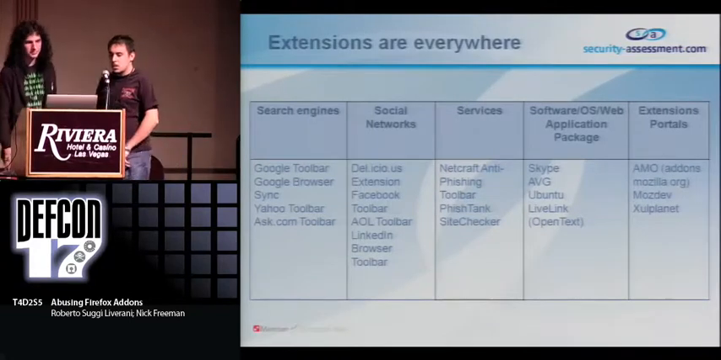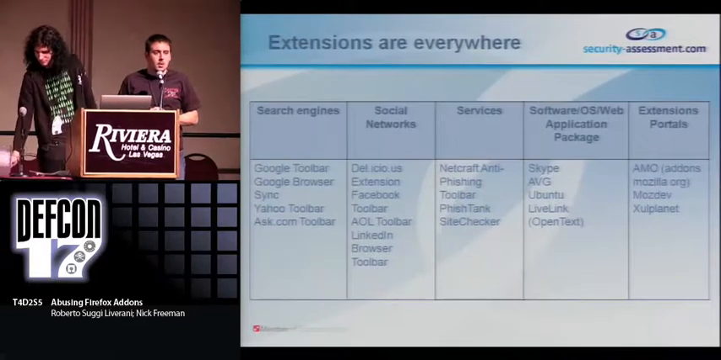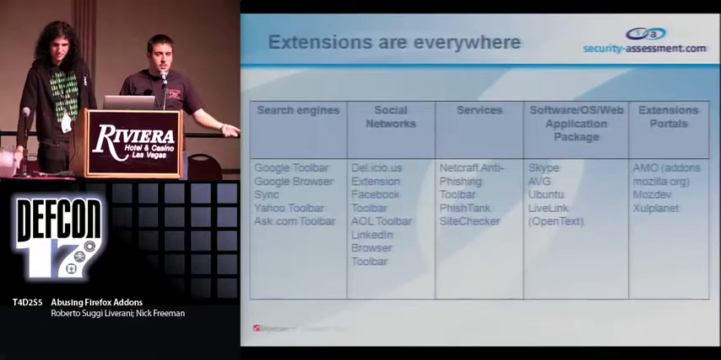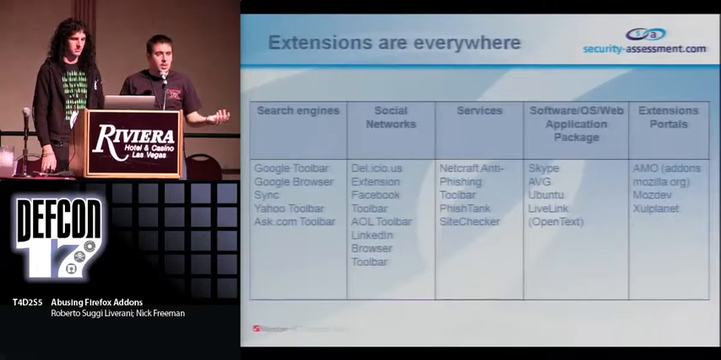Roberto, carry on. Yes, like Nick was saying, AMO is not the only place where you can get extensions. When you install Ubuntu, for example, you have an Ubuntu extension which comes installed by default in your Firefox. The same with AVG, or if you use any social bookmarks, then you might have a Facebook extension or something like that.